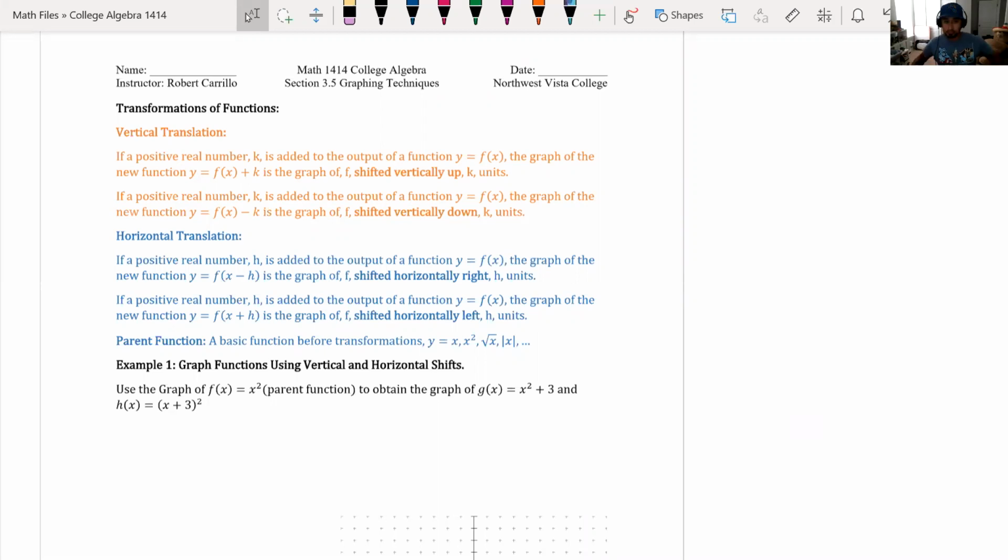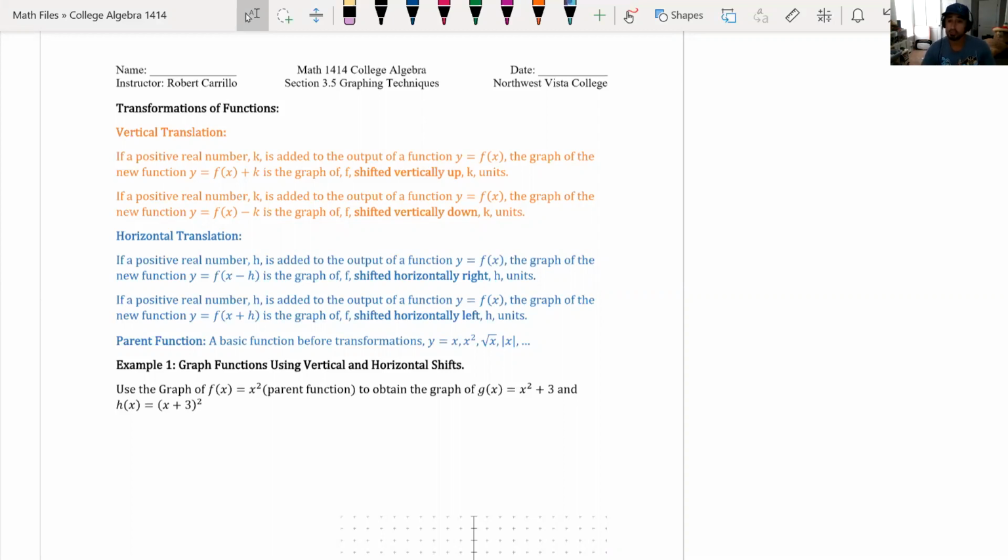Okay, cool. So we will be transforming functions, so it's very important to know what the parent function is and what transformation we are applying. The first transformation is a vertical translation, which means that if a number k is added or subtracted to the outside of a function, then we will shift the graph up k units or down k units, as stated there in the orange. So that is a vertical shift. It's pretty straightforward. Plus k, you go up k, minus k, you go down k.